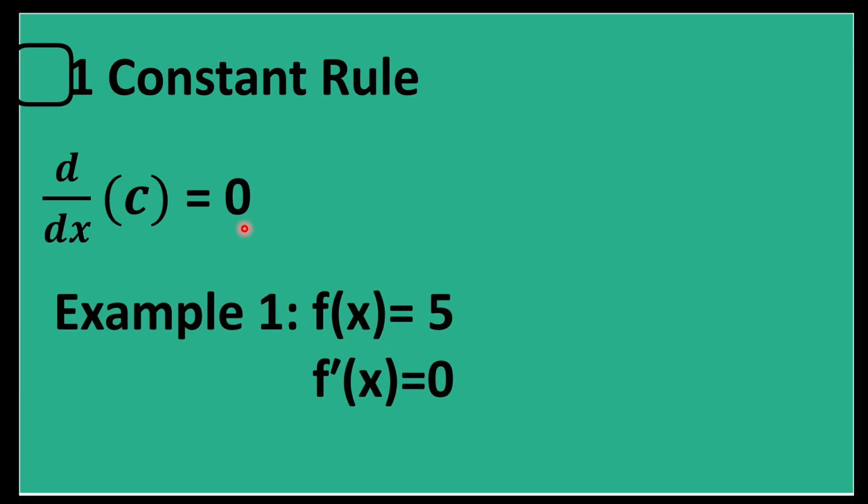So first of all, constant rule. The differentiation of any constant equal to 0. For example, if we have fx equal to 5, so the differentiation of 5 will be 0 because 5 is a constant term, and the differentiation of a constant is always 0. Second rule is power rule.